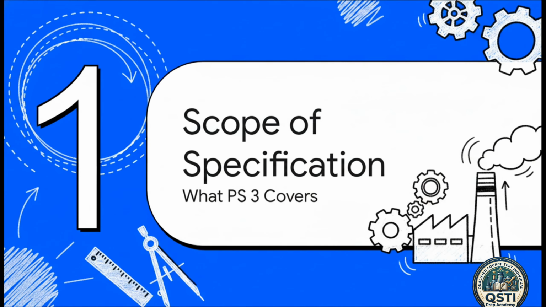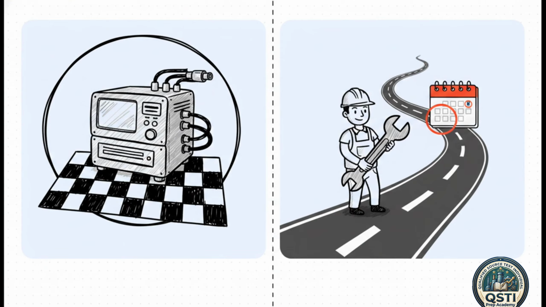All right, part 1, scope of the specification. Let's look at what PS3 actually covers. The absolute most crucial point here is understanding the timeline. When does PS3 actually apply? Well, it's specifically designed to evaluate the acceptability of the CEMS right at the time of installation or, very shortly after. Think of it as the initial driving test for the equipment.